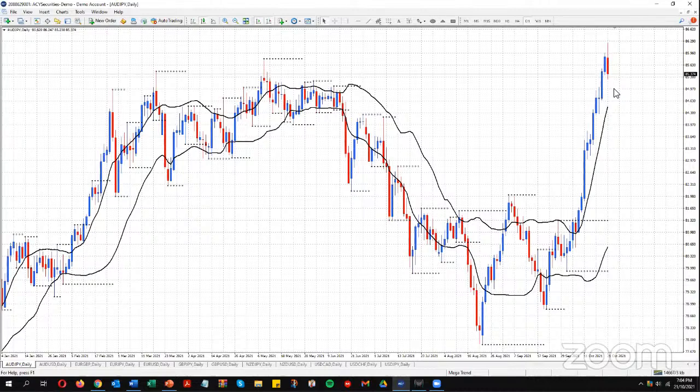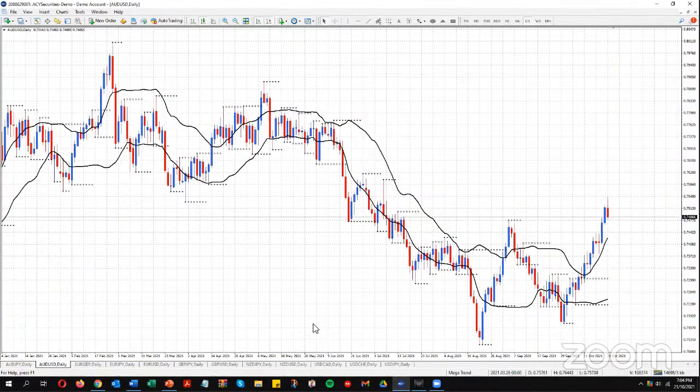So this is the Aussie Yen. I'll quickly go through them. Yesterday, we closed above the bands, so we have a strong uptrend. Notably, though, we're at resistance. On the daily, yesterday closed above the bands on the Aussie Dollar.